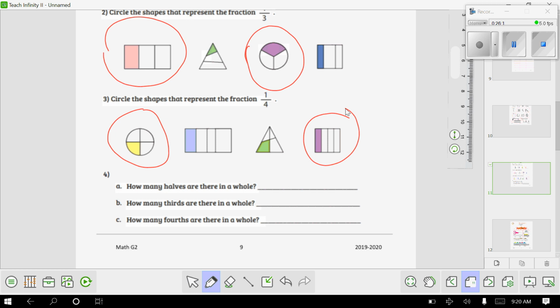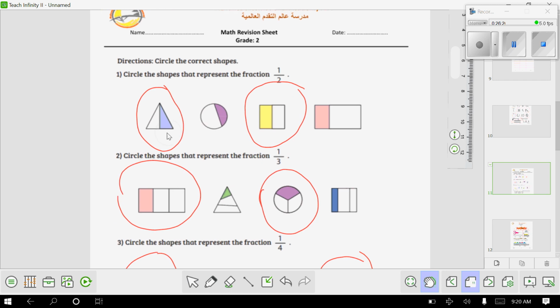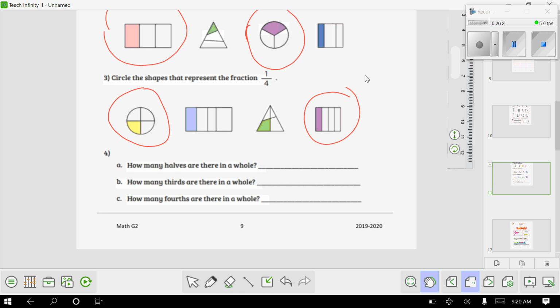Now, number 4. How many halves are there in a whole? Let's go back to the picture. Here is the half. How many halves in a whole? Perfect. Two halves. How many thirds are in a whole? Excellent. Three thirds. How many fourths are there in the whole? Excellent. Four. So 4/4 in a whole, 3/3 in a whole, two halves in a whole.